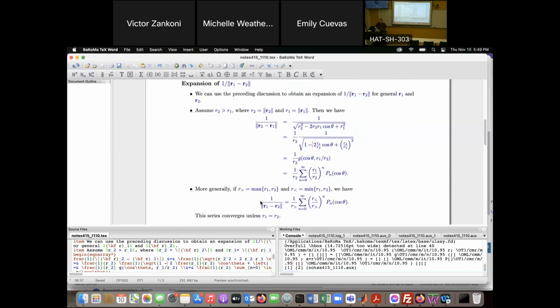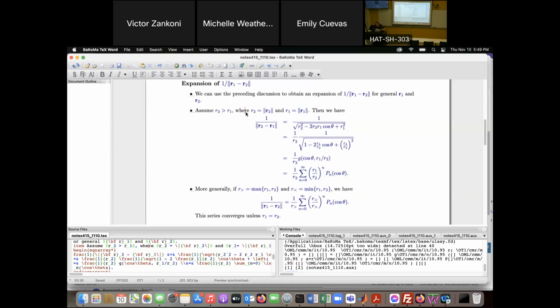So another way of expressing this, covering all the bases, as long as r1 and r2 are not equal: if I define r sub greater than to be the maximum, and r sub less than to be the minimum, whichever one of these that is, we can write the expansion this way. Questions about the expansion of 1 over the magnitude of r1 minus r2?